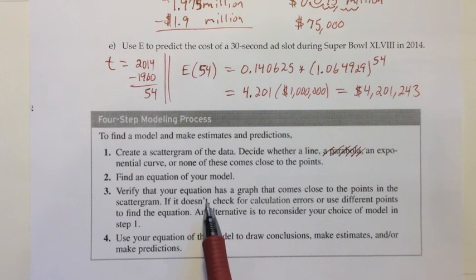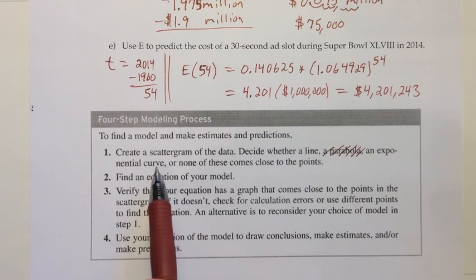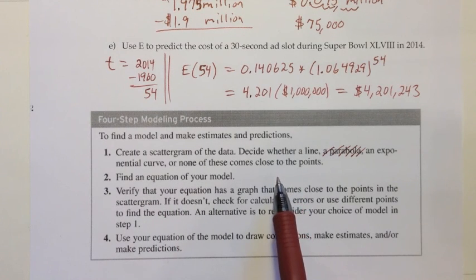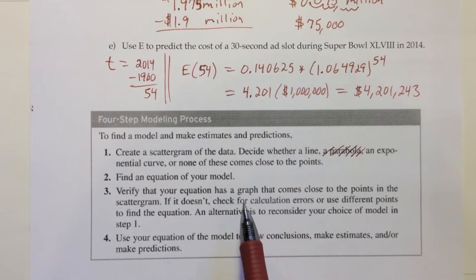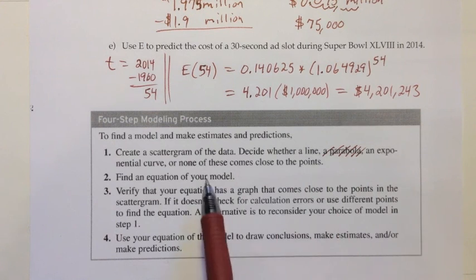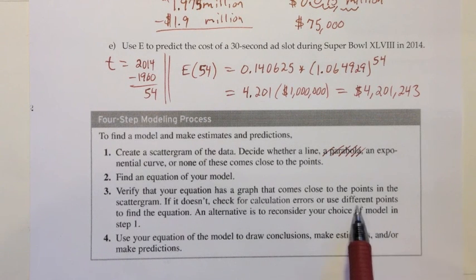They had us find the equation of both the linear and the exponential for this one. I would argue that the reason you look at the graph is just so that you can pick which one would be better and just go with that. It is pretty easy to do on the calculator, so no harm in doing both and then graphing them both and seeing which one fits better, and then write that equation down. And then verify that your equation has a graph that comes close to the points in the scattergram. If it doesn't, check for calculation errors and so on.